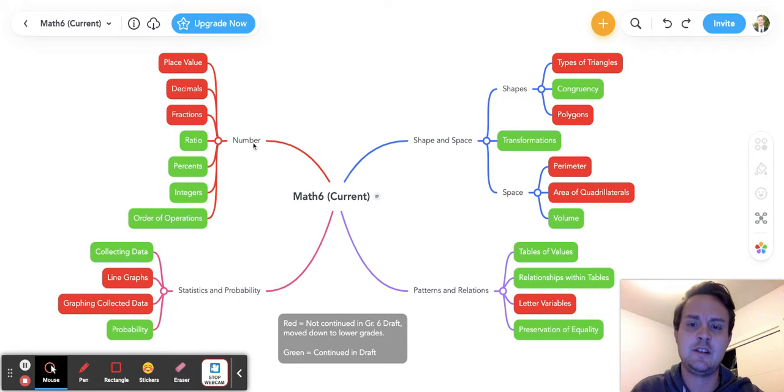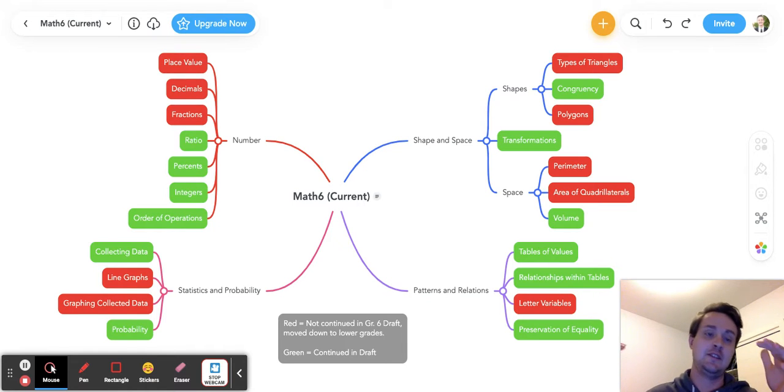In the number strand, the first outcome we talk about is place value of large numbers. So the ones place, the tens place, the hundreds place, the idea that place value is groups of 10, and that 3 of those groups make a period, and you go from your units to your thousands to your millions. And in grade 6, we go up to 100 millions, and we talk about that pattern. That idea, that concept, is not taught in the draft grade 6 curriculum. It's taught in a previous year.